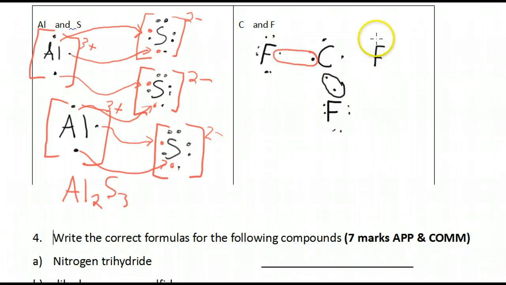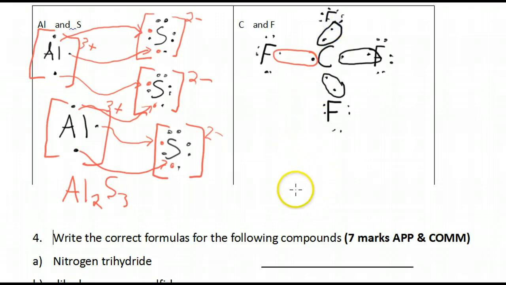So fluorine has 7 valence electrons. So it's going to share this one. And one up here. 1, 2, 3, 4. Sorry, I'm rushing. Okay, there we go. Okay, so they all become happy, and so therefore the formula would be CF4.